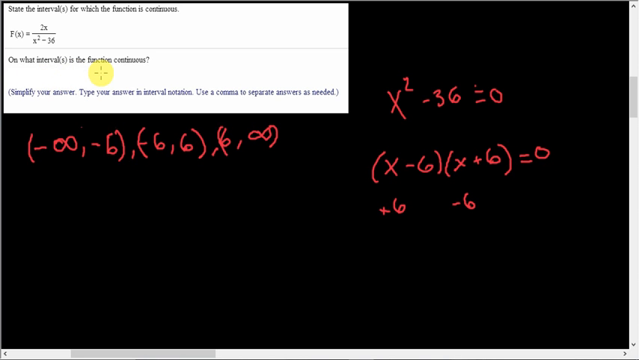So on what interval is the function continuous? Well, these intervals. Simplify your answer, write your answer in interval notation, use a comma to separate answers as needed. And that's it.